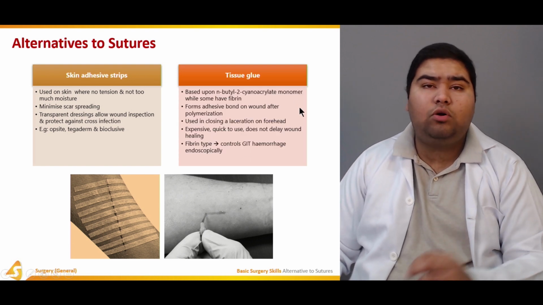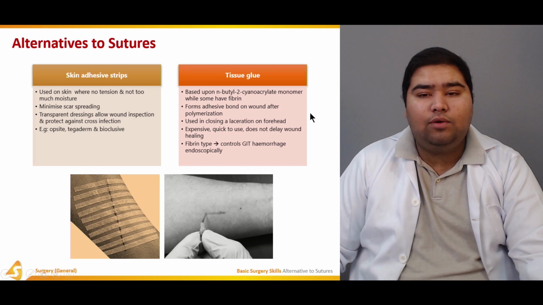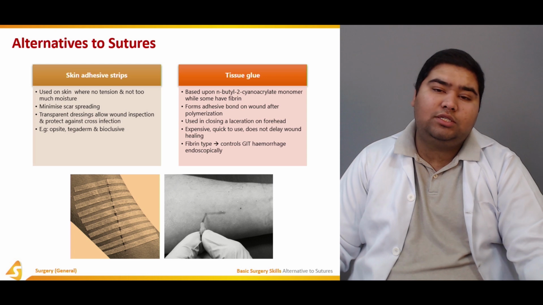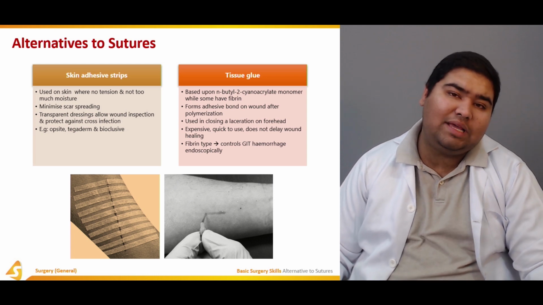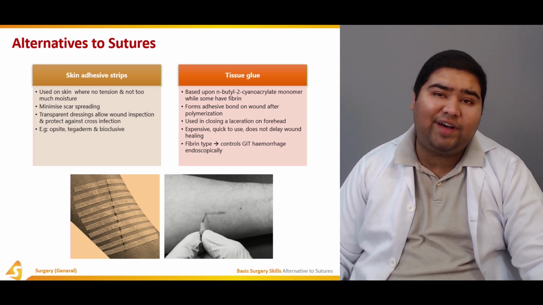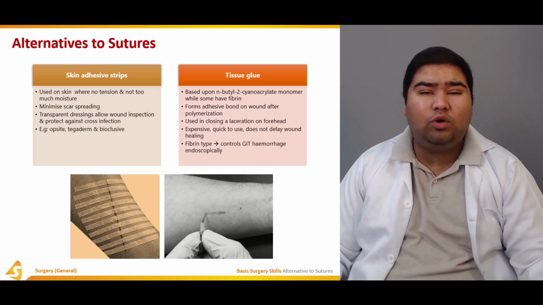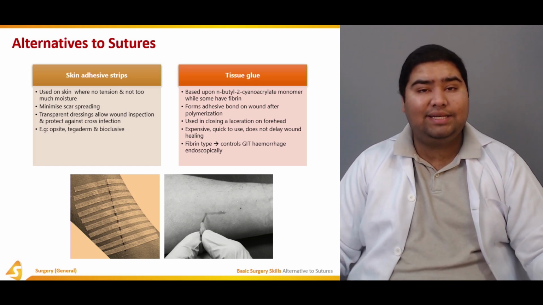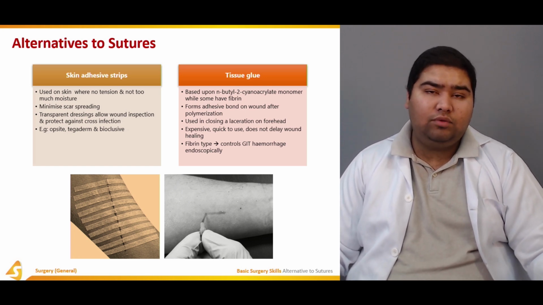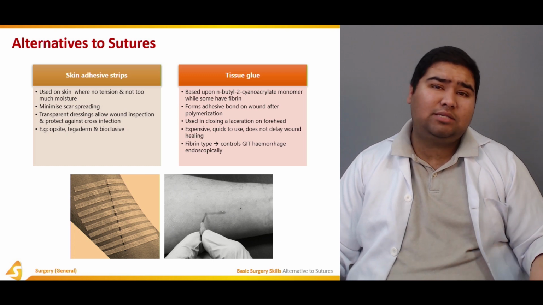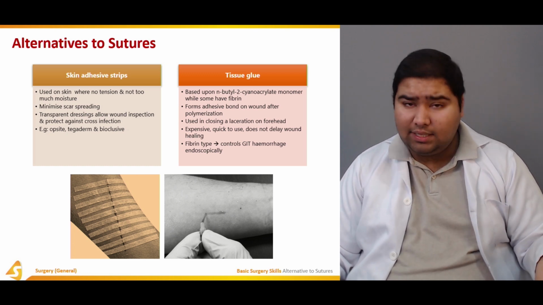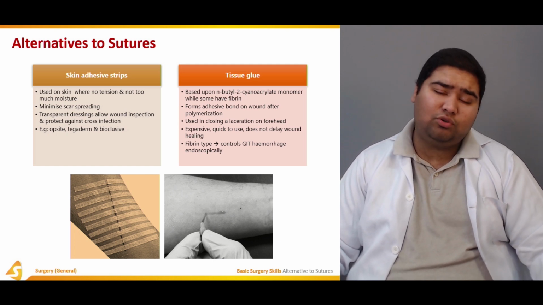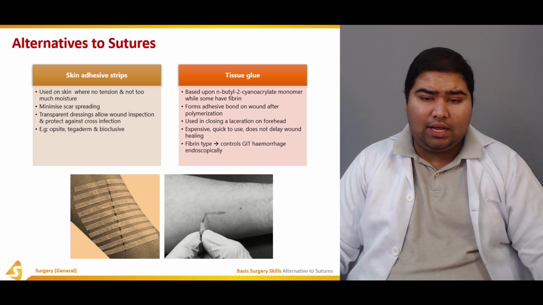Now they are based on butyl cyanoacrylate polymer, and this monomer is used, while some of these tissue glue substances have fibrin within them. So what do they actually do? They form adhesive bonds on the wound themselves. They are actually pretty expensive, but they act pretty fast. So they are very helpful in roadside accidents and traumas to control the bleeding that might be occurring.